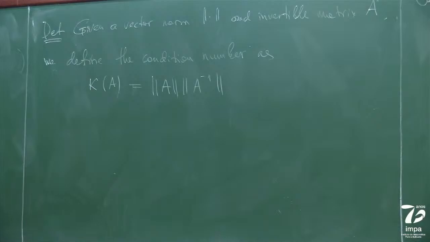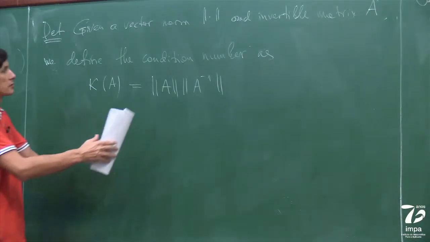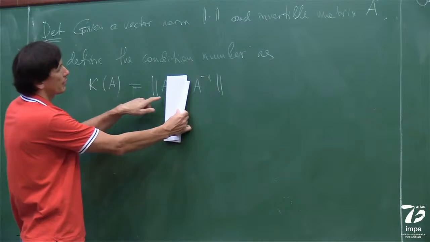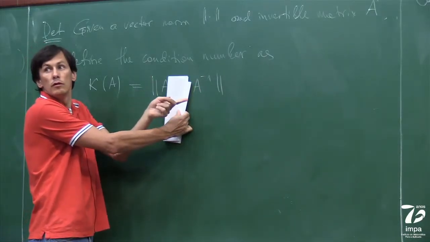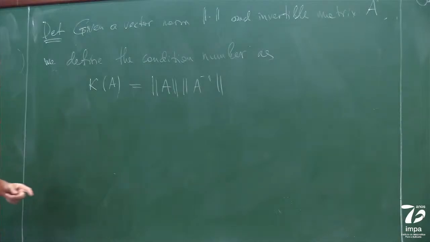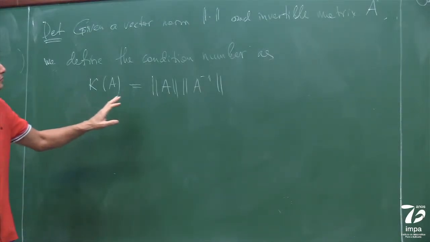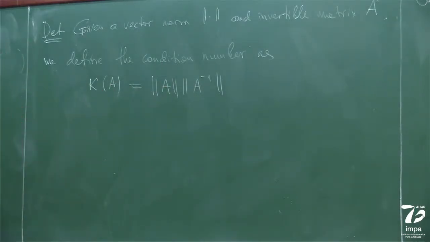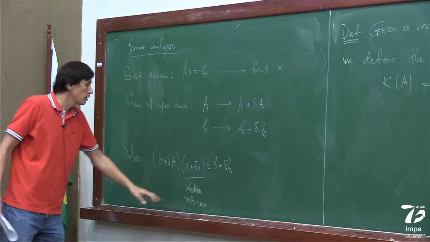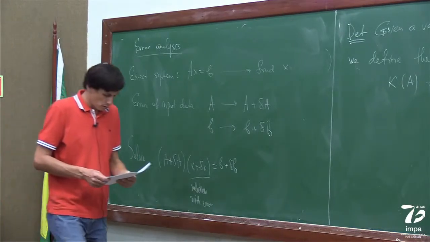So you see, if you remove this central part, this will be A times A minus 1, which is identity. The norm is 1, right? So the condition number is how much changes if you split this part. And we will see that it has to do directly with the computation of the error. So, theorem.